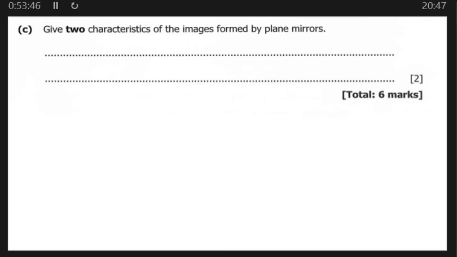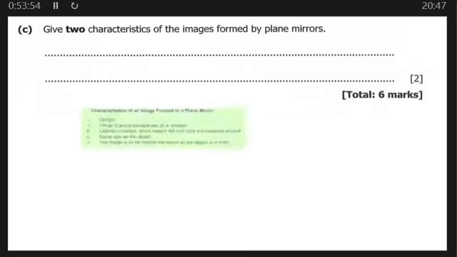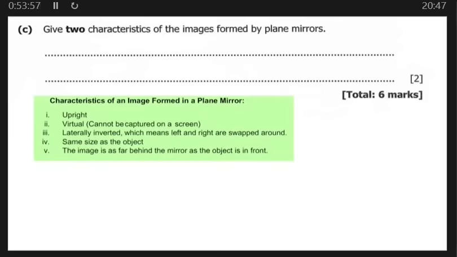All right, so let's continue. So here they're saying, give two characteristics of the images formed by plane mirrors. So there are many. So here they are. One, the image formed by a plane mirror is upright. It is virtual, laterally inverted, same size as the object. The image is as far behind the mirror as the object is in front. So these are the characteristics. You can just choose two of them.